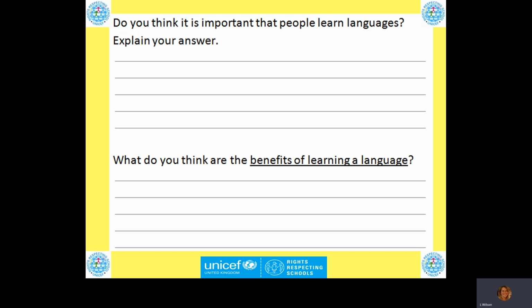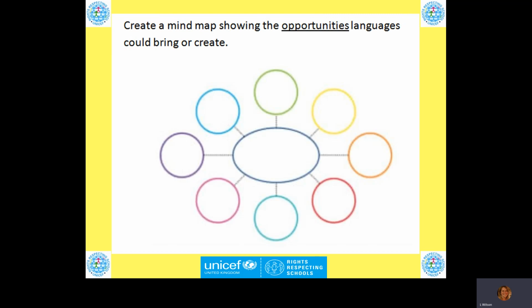Okay, so hopefully now you've had that discussion with your class teacher on why it's important to learn languages and what you think the benefits are. In a moment, I'm going to ask you to create a mind map where you show the opportunities that languages could bring.